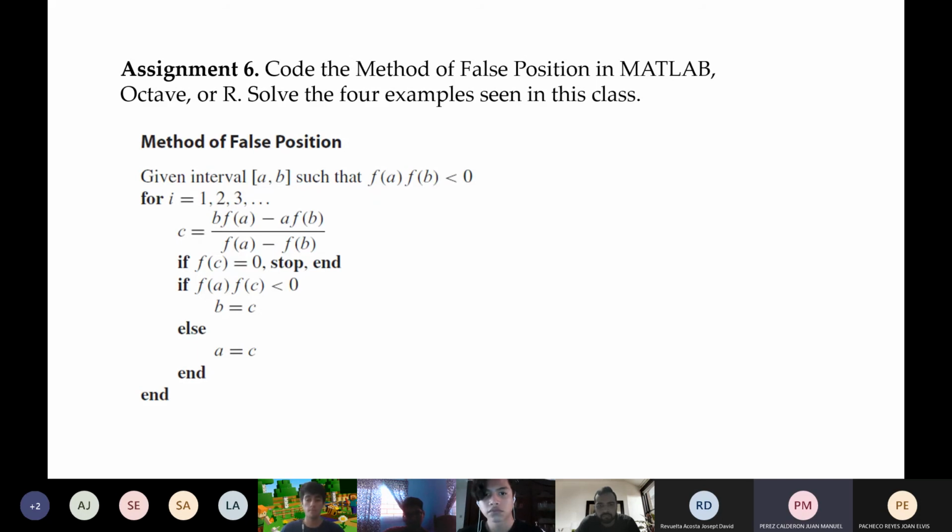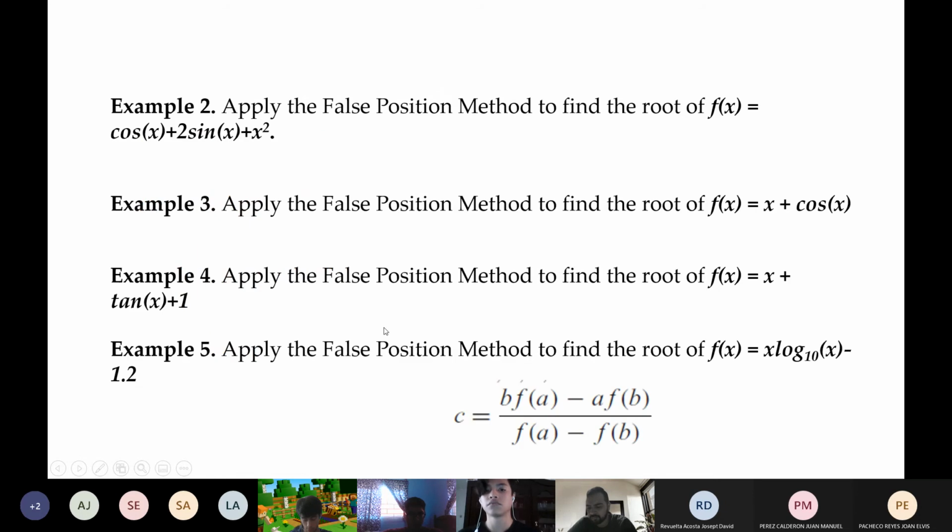So the assignment 6, actually, I'm asking you to code the false position method. You have to code this pseudocode. It's actually pretty straightforward. I can do this in probably 5 minutes, but I won't do it. You can code the exercise and verify the exercise in MATLAB, in Octave, or in R. And you have to solve the 4 examples that we already saw in the class, which are these 4 exercises.